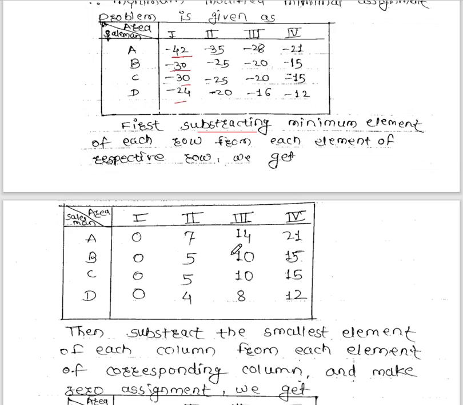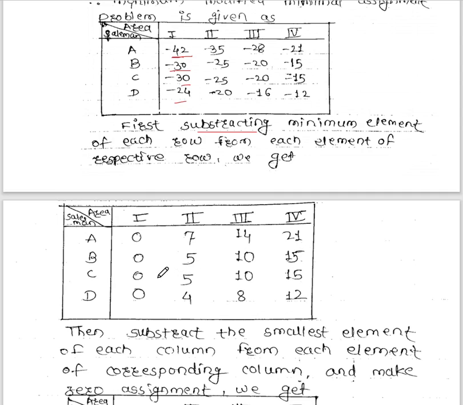So you will get minus 42 plus 42, that is 0, then minus 35 plus 42, that is 7, then minus 28 plus 42, that is 14, minus 21 plus 42, that is 21. So this is the simple logic of how to find out the first row elements.